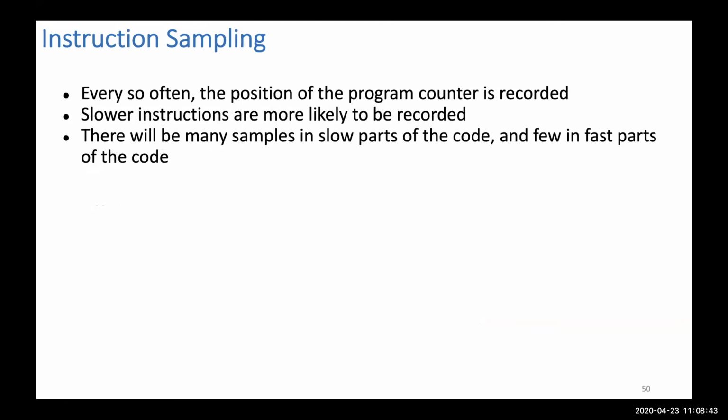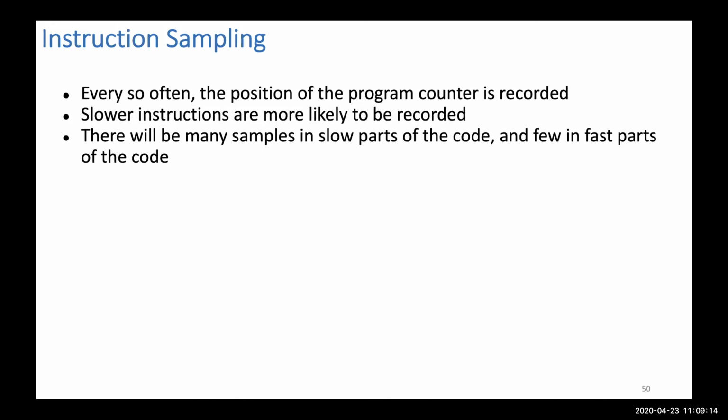And the slower an instruction is, the more likely we are to sample the program counter at that time, right? So if we have a bunch of fast instructions and one slow instruction, and we take a random sample, it's proportionally more likely to occur during the slow instruction. And so we can use this to tell us which instructions are executing more quickly and which are executing more slowly. So at a high level, it's pretty straightforward.